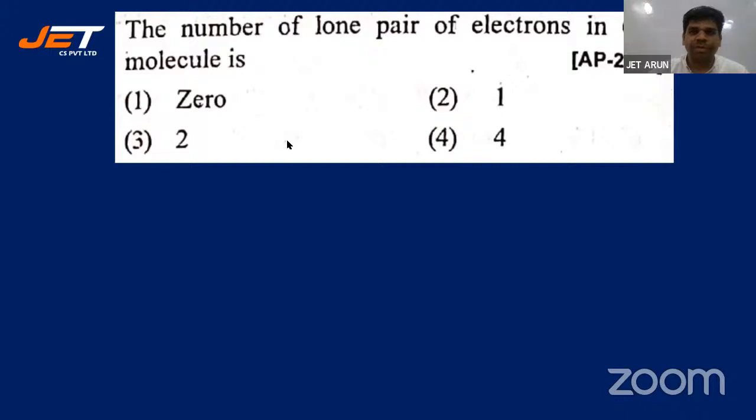The number of lone pair of electrons in CH4 molecule is. Lone pair of electrons in CH4 molecule is 0, 1, 2, 4. Harshavardhan says 1, Jyoti says 3. Ananta says 4. Boy says 3. Sideksha says 3. Lone pair of electrons in CH4, students. CH4 kada? Think again. In methane. Okay. He's not asking number of bonds. He's asking lone pair of electrons.